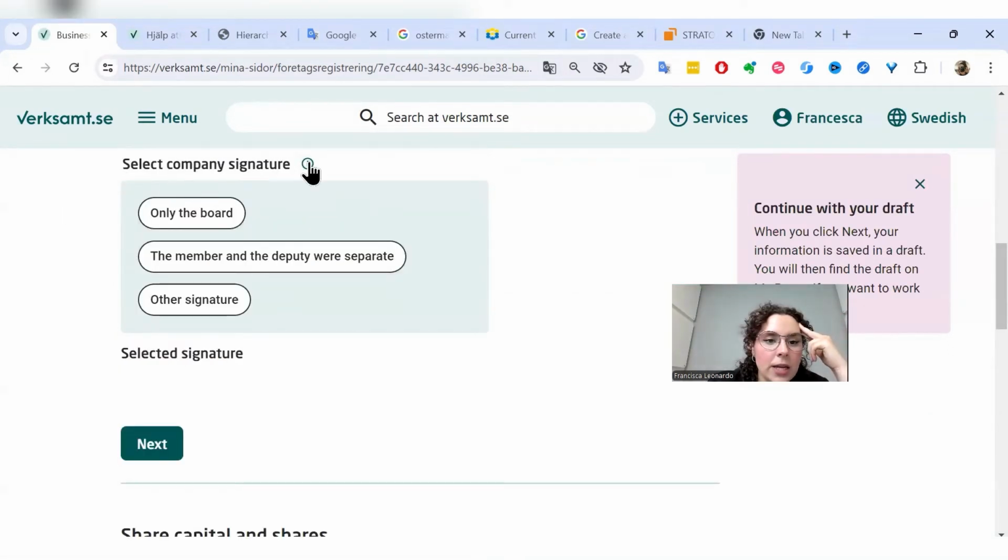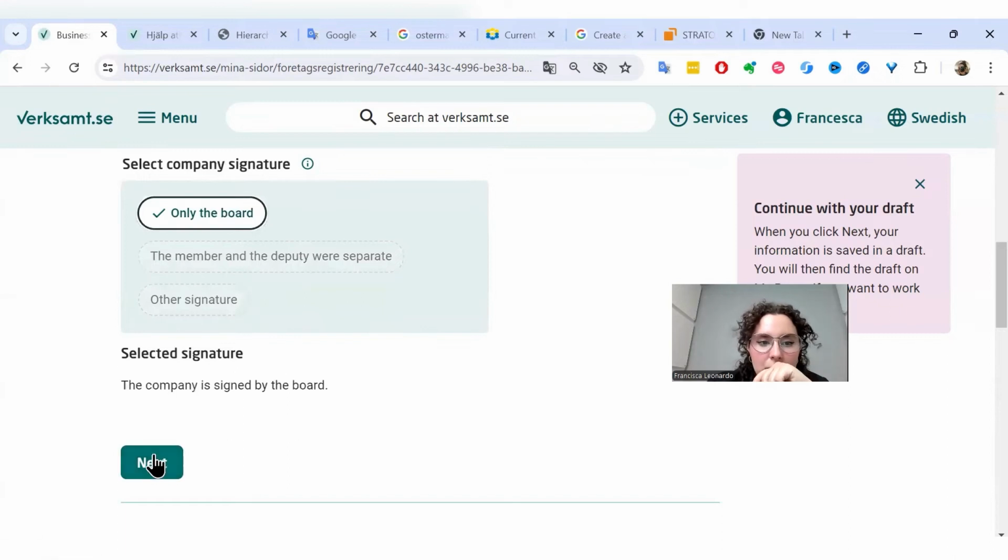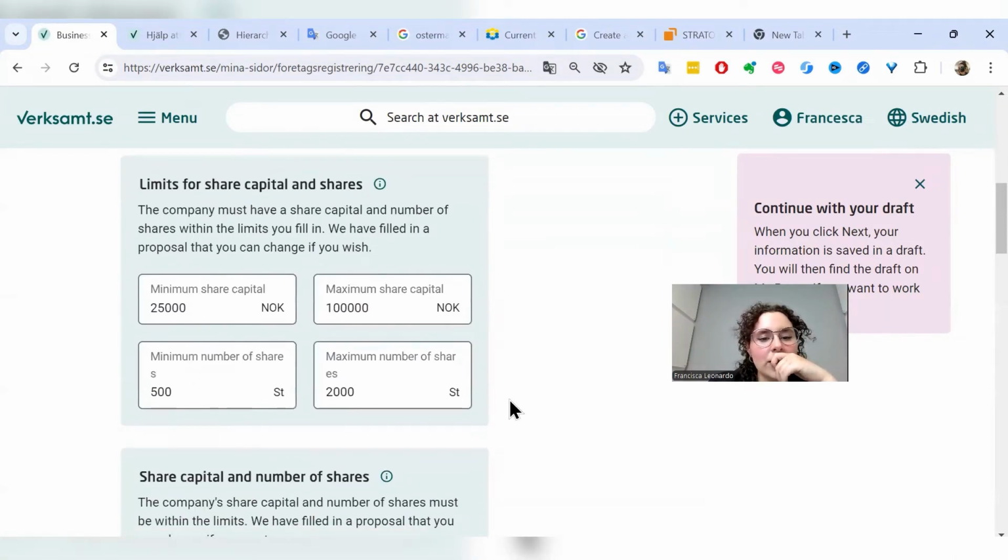And then here, select the company signature, only the board and the deputy were separate, other signatures. So only the board would be just the 1 person that maybe I added to the board in this case, which was me. So maybe I'm going to just put only the board. Then you click next, then you have the shares and capitals.